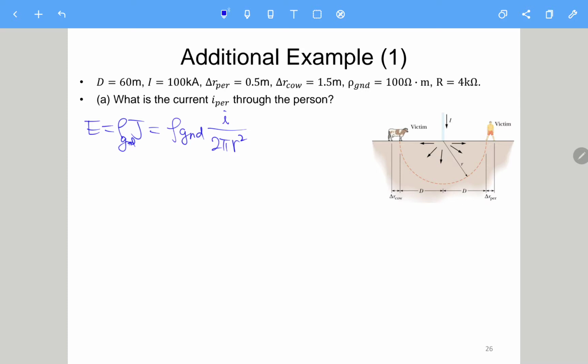Now we consider the voltage difference, or the potential difference, across the person. So we have delta V equals negative integral of E dr, from D to D plus delta R. For the person, this delta R is delta R person, and for the cow, it should be delta R cow. So I just make it delta R for this moment. Okay, so this is the equation in chapter 24.